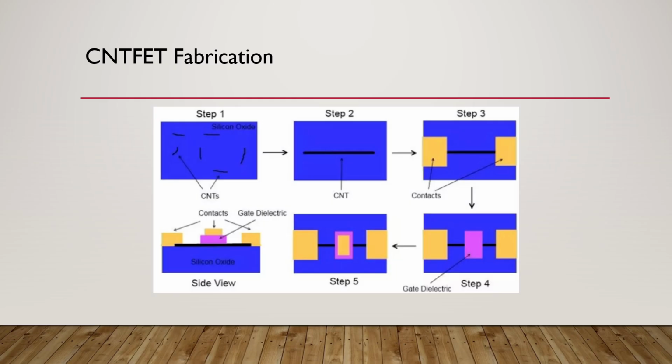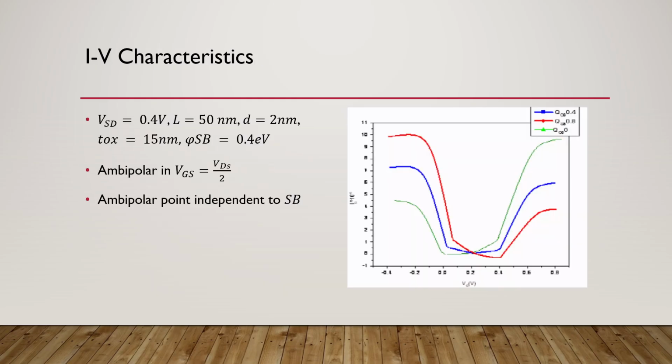After the deposition, the photoresist is lifted off, leaving behind the metal source and drain contacts. Then a thin dielectric layer will be formed. From the side view we can see the CNT is formed between the contacts and the gate dielectric. The VI characteristic we can see in the graph.